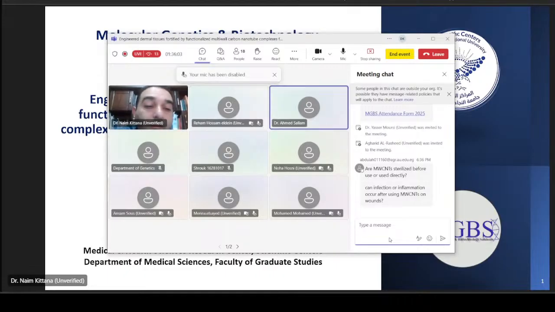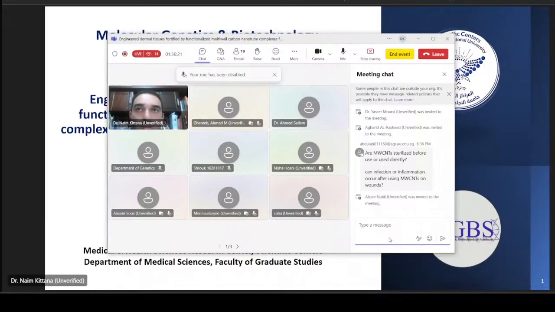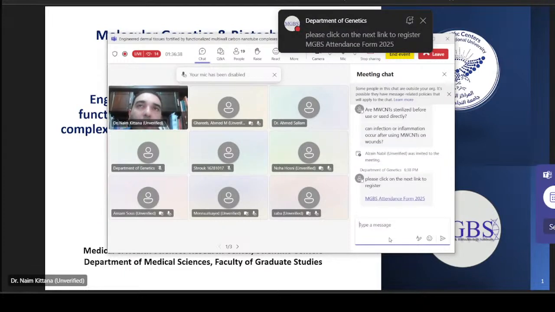The second question: can infection or inflammation occur after using multi-wall carbon nanotubes? Yes, this is a very important question. Accidentally, we found some infection in certain mice, but these were scattered events, not a trend that comes up during the procedure. In all experiments, we had maybe one or two infection cases, so we could not attribute it to the treatment.